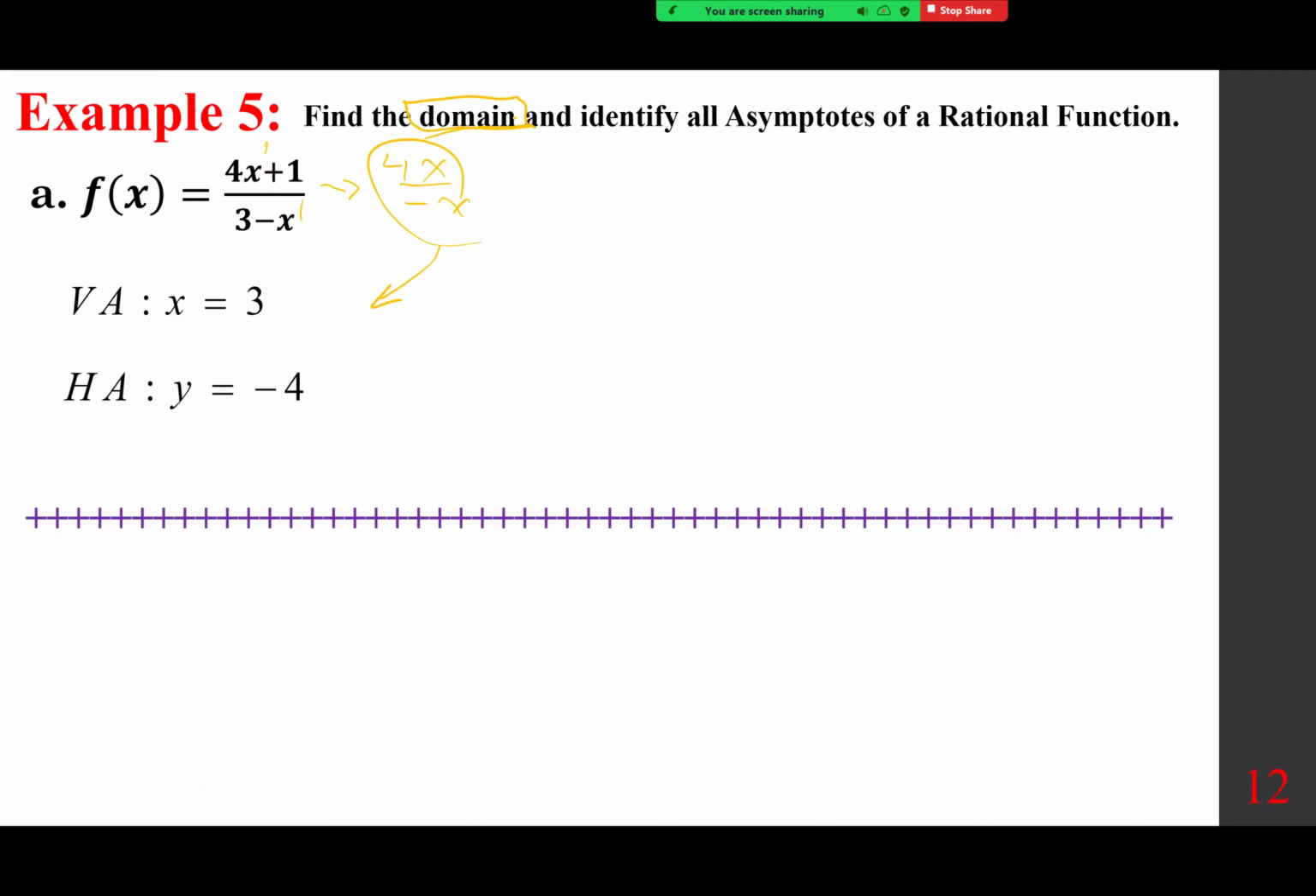What about the domain? Here's how the vertical asymptote helps. Everything except that. So that means -infinity to 3, union 3 to infinity.